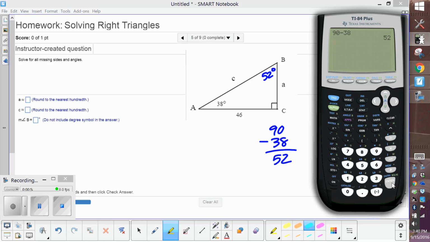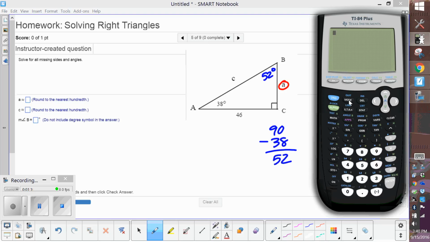Now, before I move on to the side lengths, you need to hit the mode button. Scroll down and make sure you're in degree mode, since all of my angle measures are in degrees. All the trig is going to be off if I'm not in degree mode. So we'll get out of this, and I'm going to go ahead and start off by finding little a here.